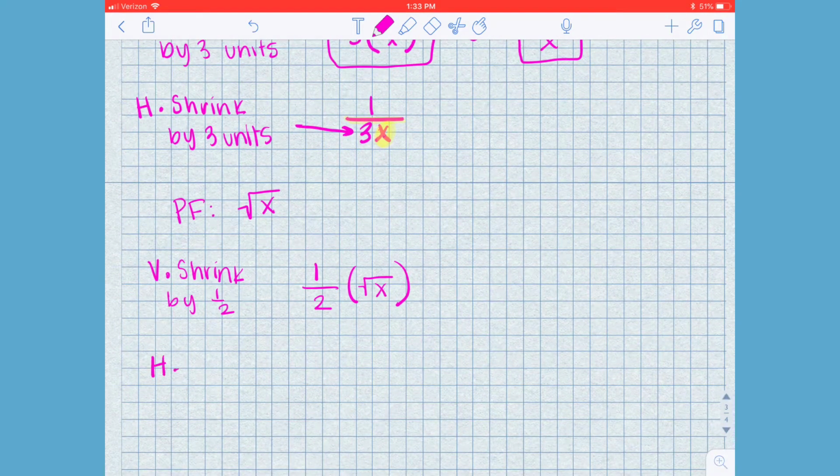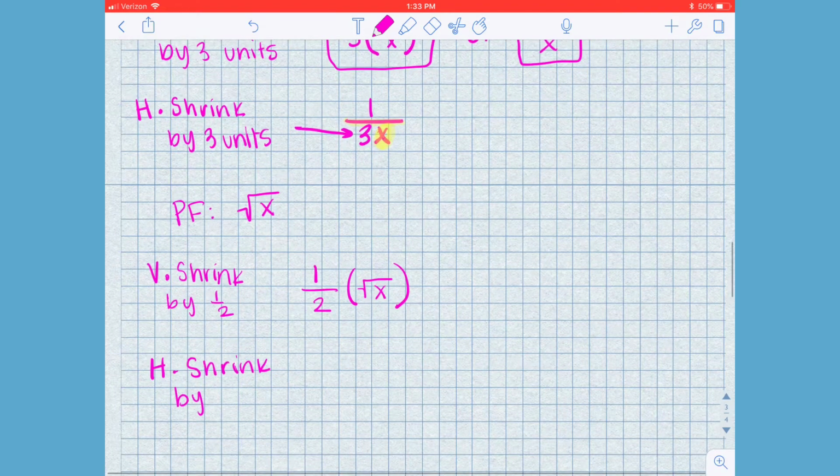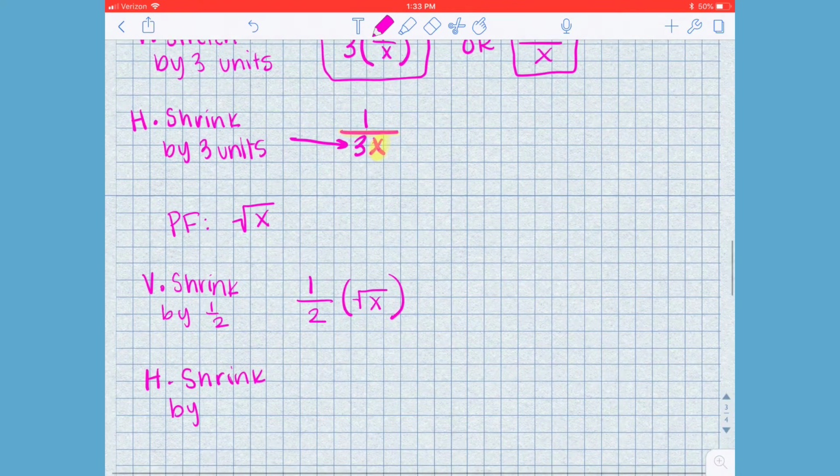Whereas if I wanted to do a horizontal shrink, for a horizontal shrink I would have to be bigger than 1, so by 5 units. Then I would have the square root of x, but again, what makes this function is having the square root and this x, so I would want to be within that, and I would put my 5 next to the x.